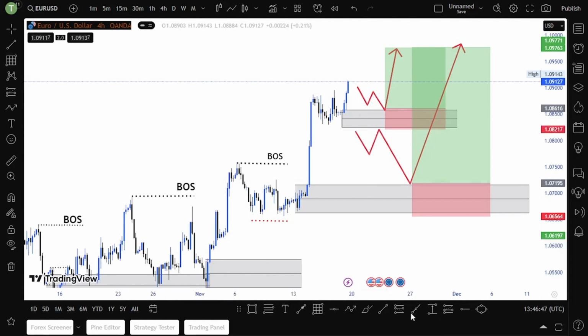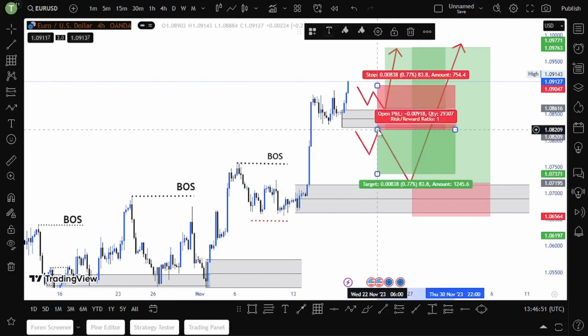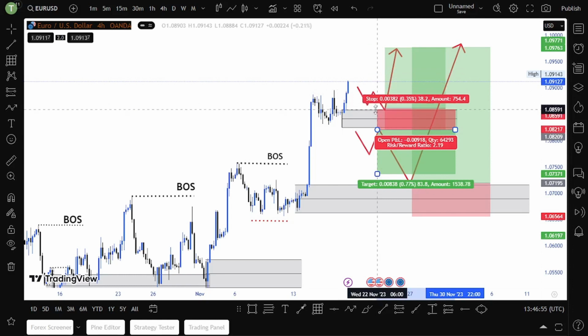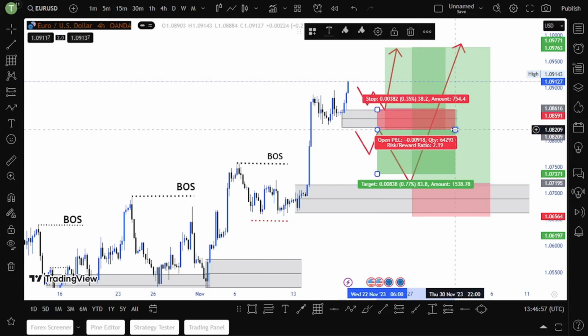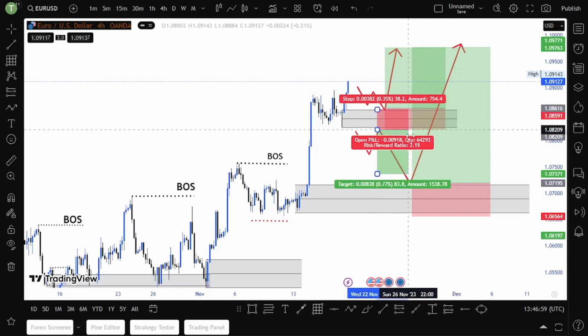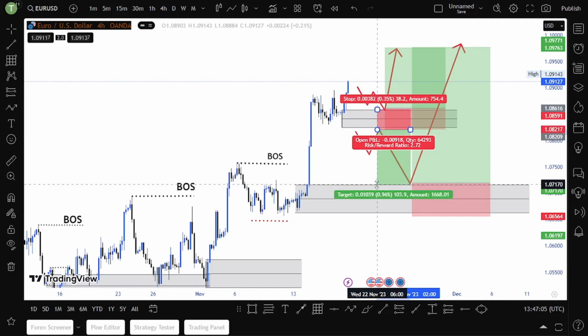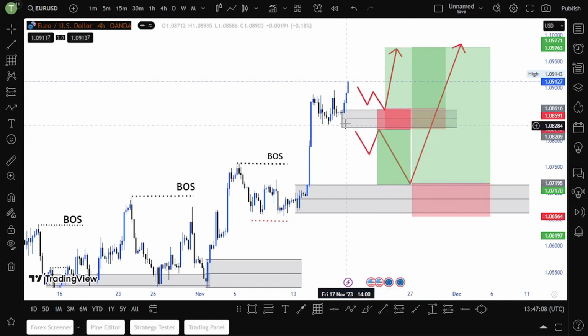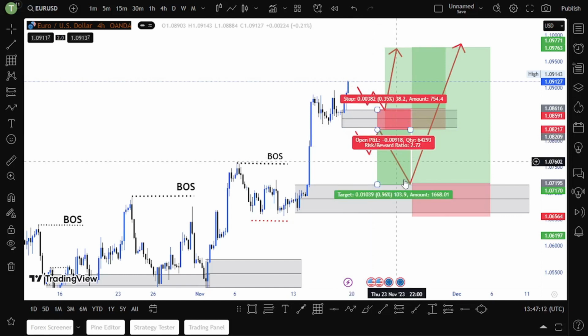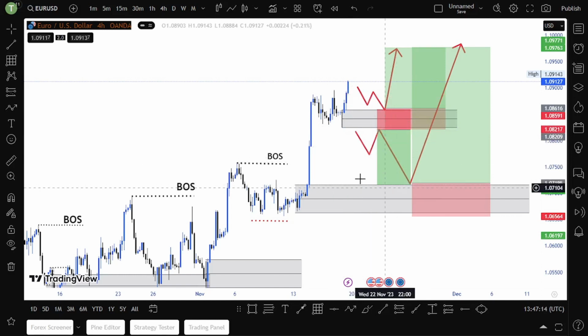Or you can do it like this. This one is just for more advanced professional traders. If you see a break of structure to the downside, you just sell in a pullback, targeting this demand zone here. A 1 to 2 risk reward ratio. You see a break of structure, then a pullback, and then you sell towards this demand zone here.